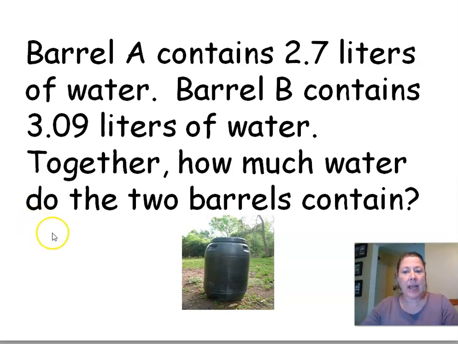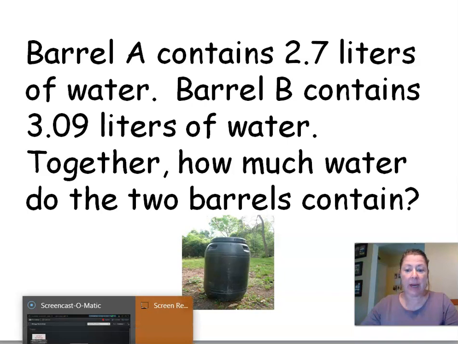So I have barrel A contains 2 7/10 liters of water. Barrel B contains 3 9/100 liters of water. Together, how much water do the two barrels contain?